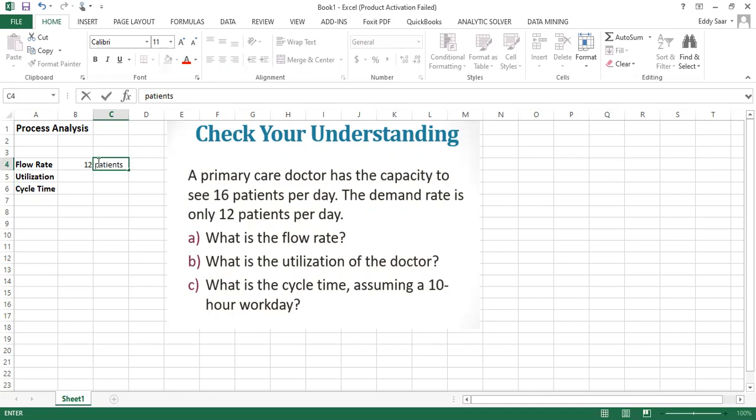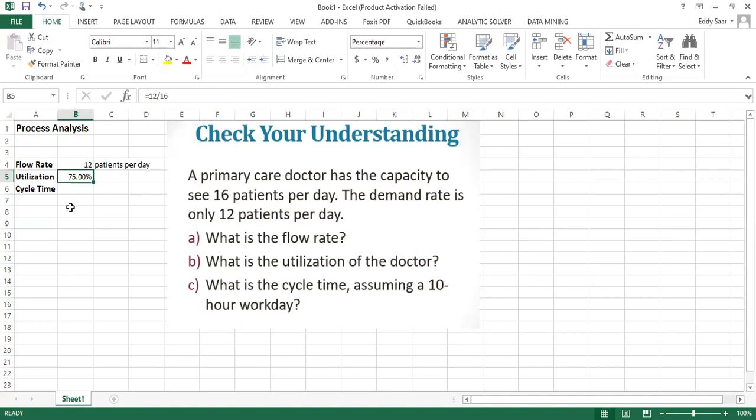So the next thing they're going to ask us is, what is the utilization of the doctor? Utilization is a good word for saying how efficient the doctor is, and you show this in percentages. You find the utilization by dividing the flow rate by the process capacity. We found earlier the flow rate is 12 patients per day. The process capacity is 16 patients per day. So you just divide them: 12 divided by 16 gives you 75%.